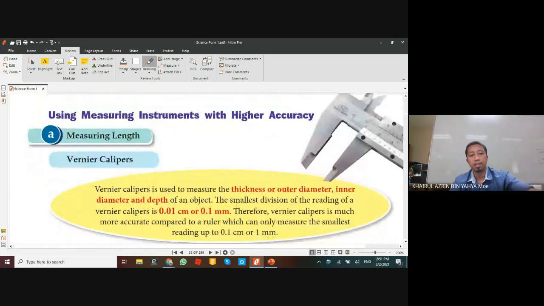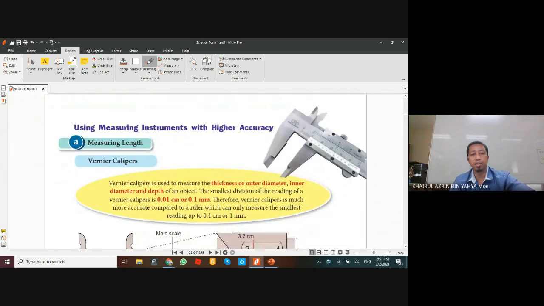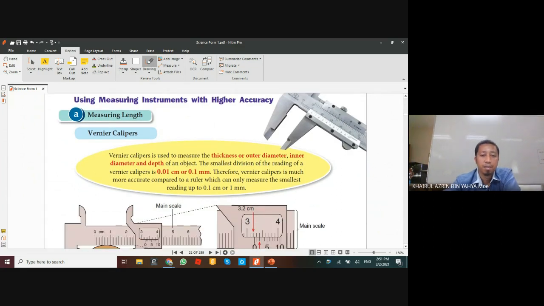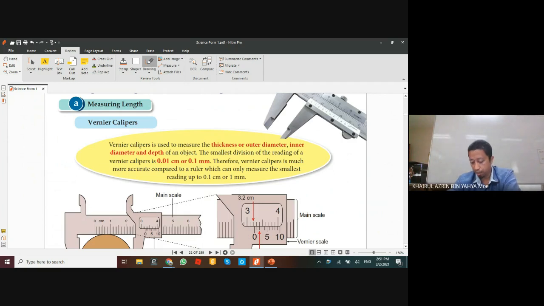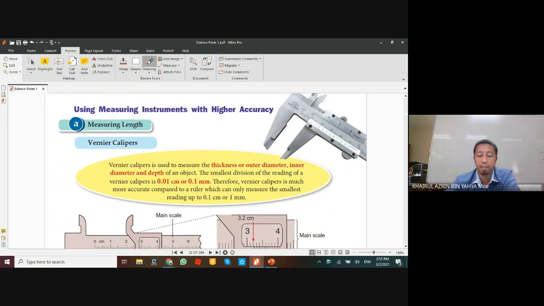Okay, next, using measuring instruments with higher accuracy. This one we call Vernier Calipers. So usually if you are in school, you can use this instrument yourself at the science lab. But because you are learning at home now, we refer to the textbook.